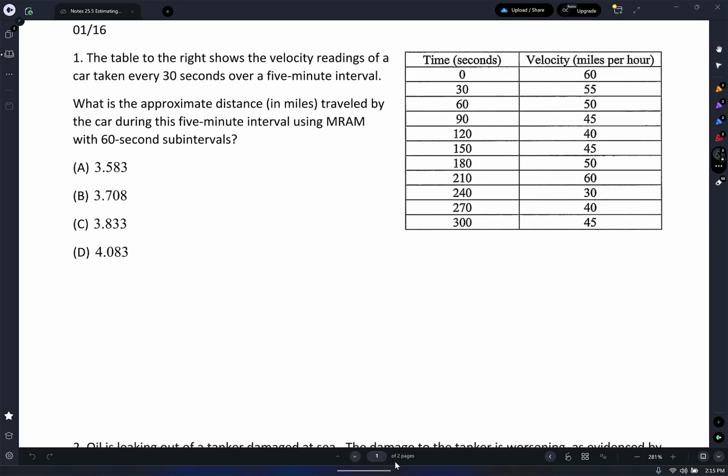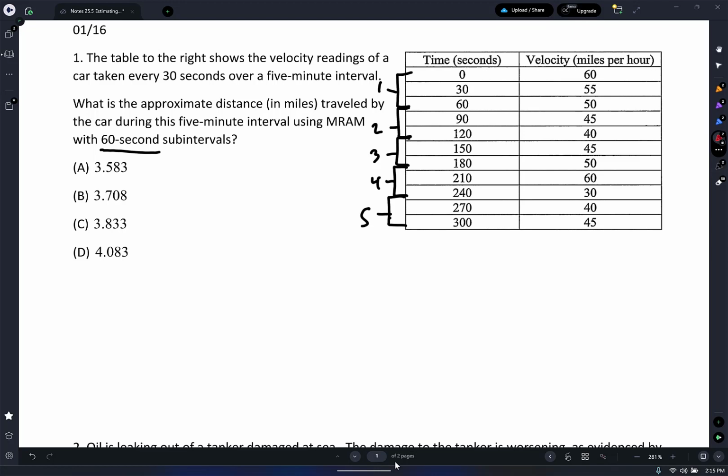We're using MRAM, and they're telling us to use 60-second subintervals. So here's my first rectangle. From 0 to 60, rectangle 1. From 60 to 120, rectangle 2. 120 to 180, rectangle 3. 180 to 240, rectangle 4. And then 240 to 300, rectangle 5. Are we still okay? All right, we're using MRAM, width times height.